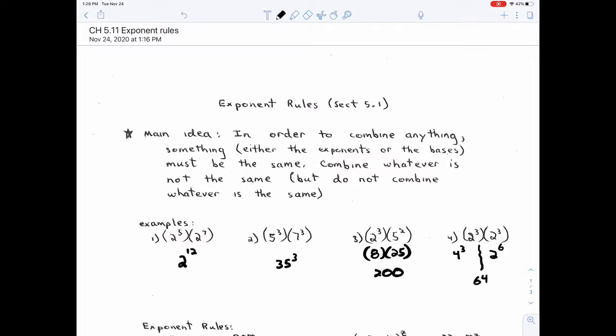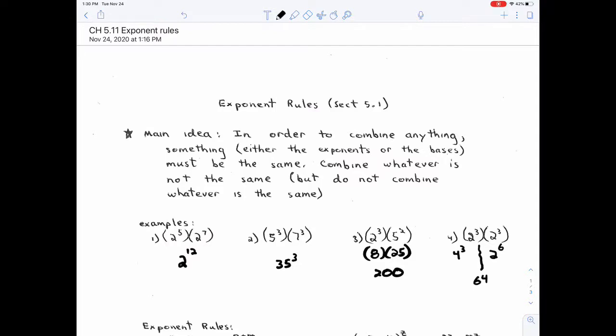Okay, now at this point I kind of have to mention something. Look at your answers to these 4 problems. 2 to the 12th, 35 to the 3rd, 200, and 64. Now notice in the last one, I had 4 to the 3rd and 2 to the 6th, but I didn't leave it that way. I called it 64. Well, how about on the first one, 2 to the 12th, I just left it. The second one, 35 to the 3rd, I just left it.